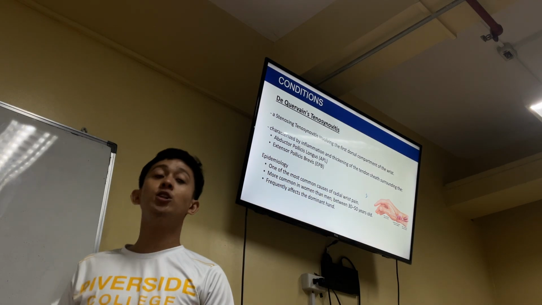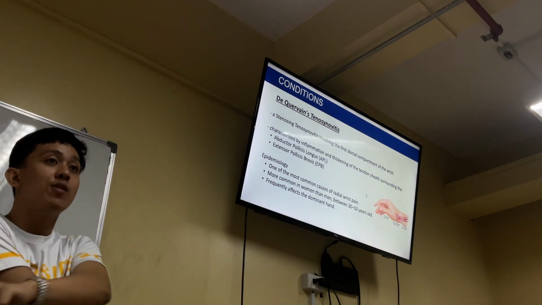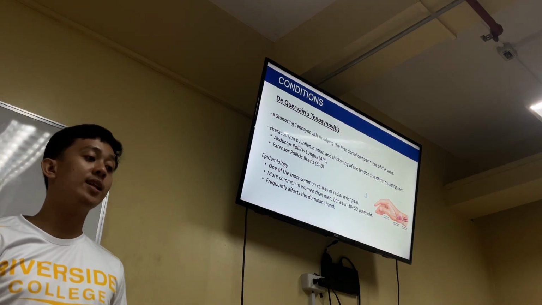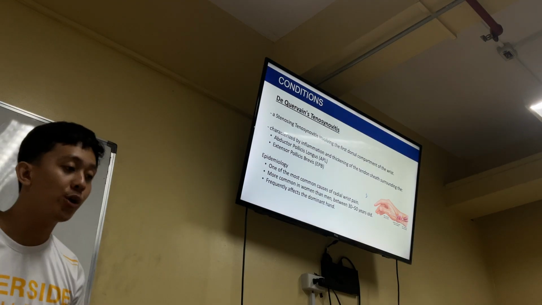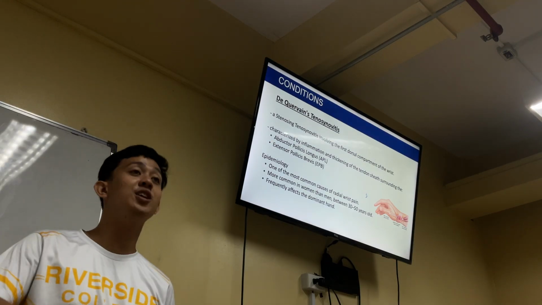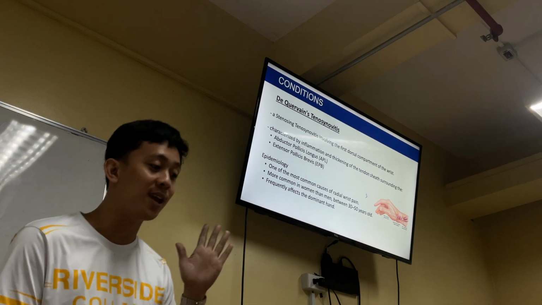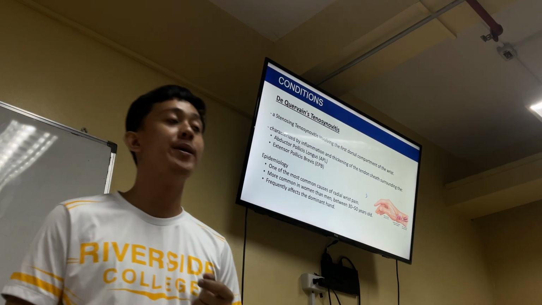Okay? Epidemiology: one of the most common causes of radial wrist pain, knowing that the affected structures are all radially located. More common in women than in men, between 30 to 50 years old, and frequently affects your dominant hand.